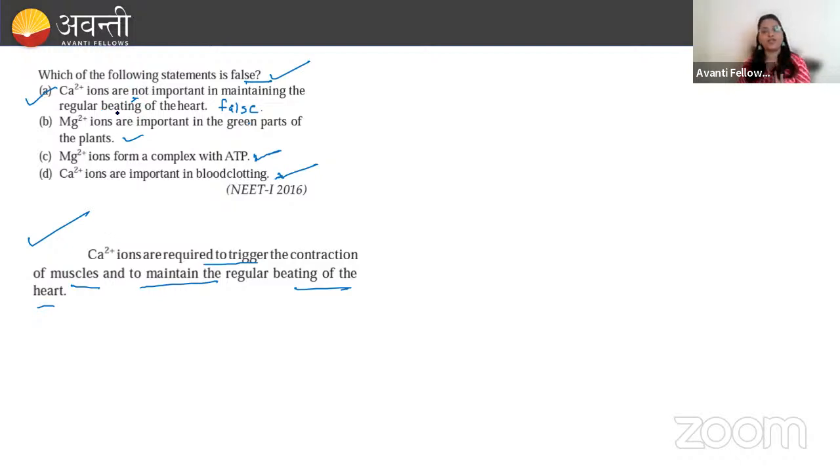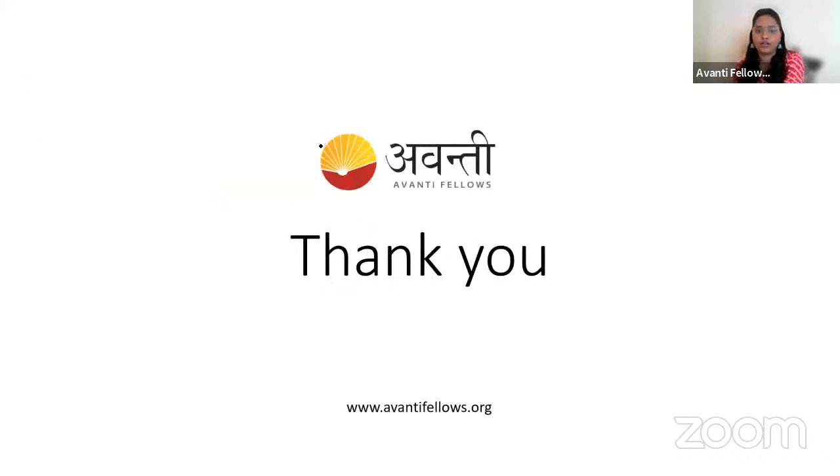So calcium 2 plus is used to trigger the contraction of muscles. Sorry, not concentration, it is contraction. Okay, for the contraction of muscles and to maintain the regular beating of the heart. So this is all about S block and hydrogen.